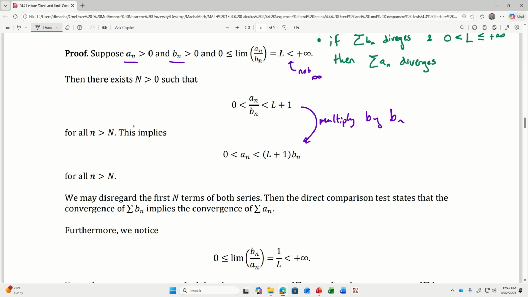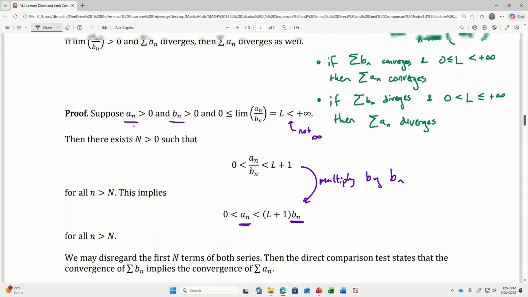And if we disregard the first capital N terms on both sides, remember I can discard as many starting terms as I want from a series, and it doesn't change whether the series converges or diverges. It's only the last infinitely many terms that decide that. I can throw out the first 3 terms or the first 3 million terms, it doesn't matter. So disregard those first terms, then you can use a direct comparison test to say that if Bn converges, then An must converge because it's less than some multiple of Bn, and we can always just divide the Bn series by L plus 1, and of course dividing by a constant doesn't change whether it converges.